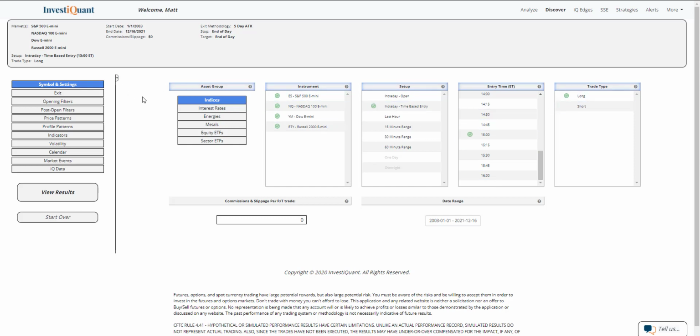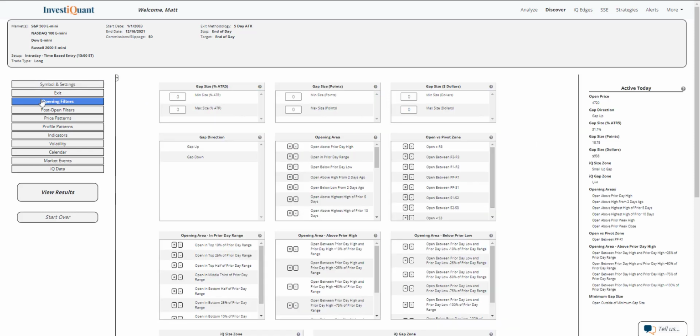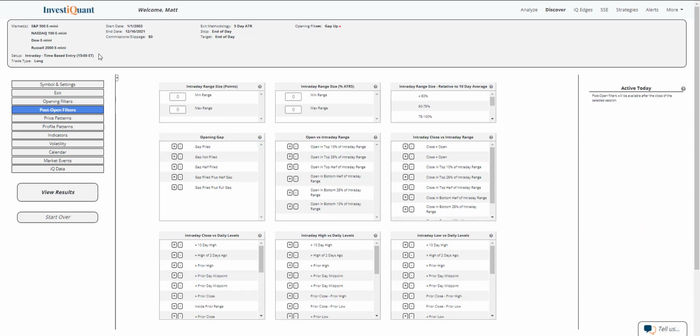Eastern Time and exit at 4:15 p.m. Eastern Time. Now, this morning we did gap up. I'm going to add that to the study by going to the opening filters. Add that by clicking on gap up. Next, I'm going to go into the post-open filters and say at the time of entry, the price is below the open and below the prior day closing price.